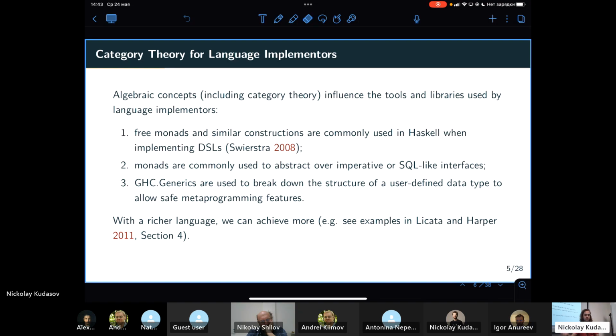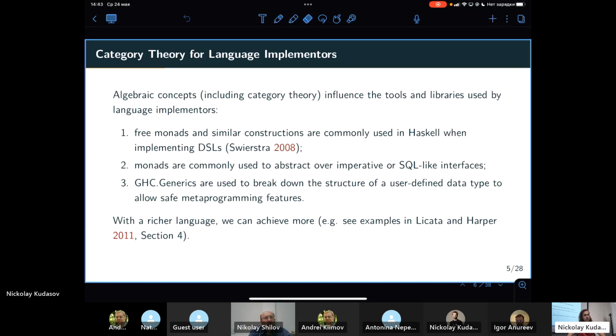And of course, there are a few very commonly used concepts, like free monads, for example, which are used to represent syntax trees with substitution implemented automatically. There's also the data types à la carte concept by Swierstra, which allows you to do this in a sort of modular way. There are some restrictions, but you can basically join languages together and get other languages. You can compose in different ways. Monads, of course, are commonly used to abstract over any sort of imperative or SQL-like interfaces.